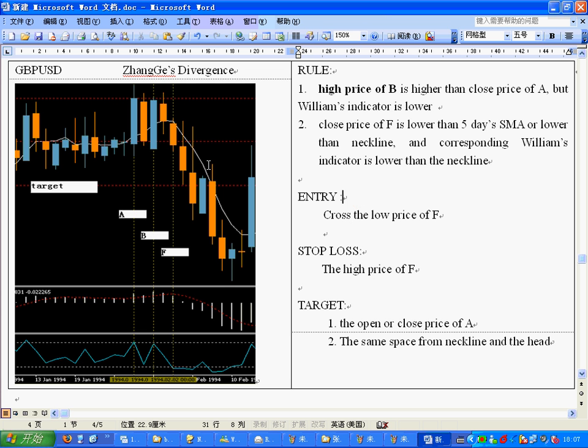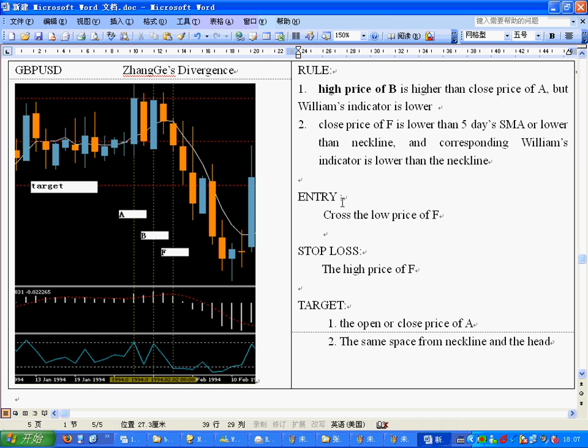The entry is that when the next candlestick crosses the low price of F, the next day we can build a bear position, and our target is the same. The open or close price of A is already reached as our first target, and the second is the same space from the neckline to the height.